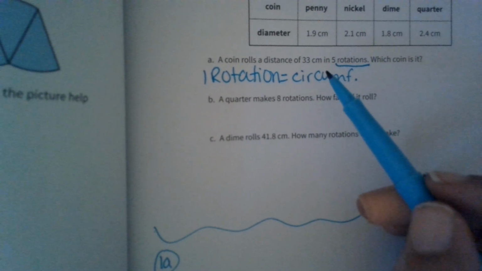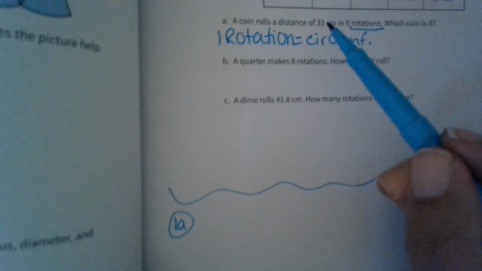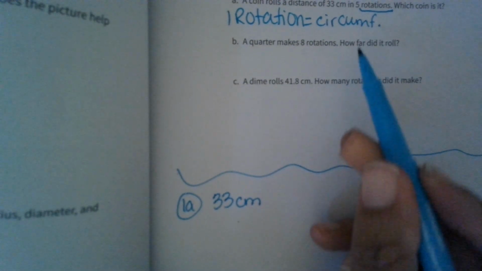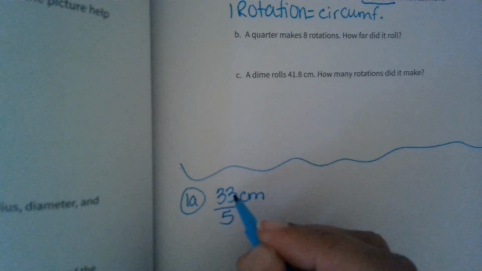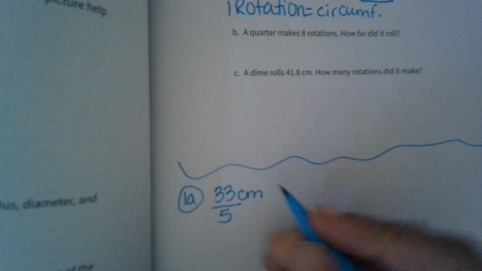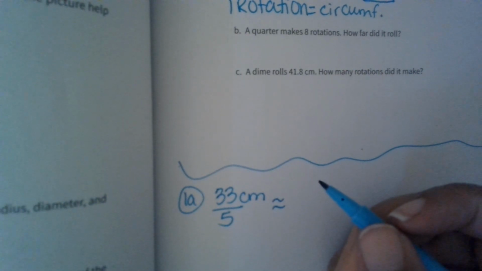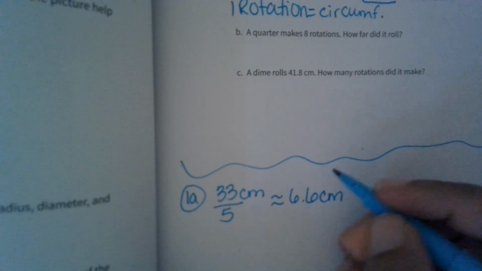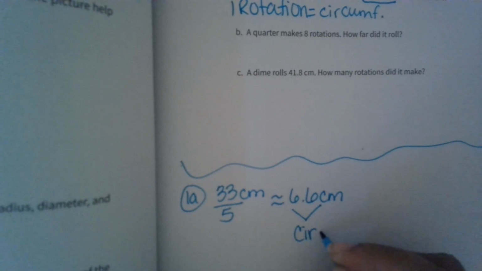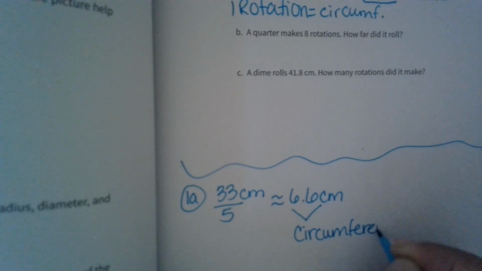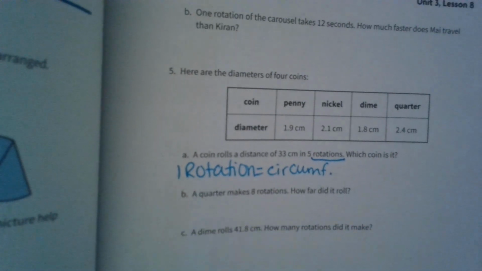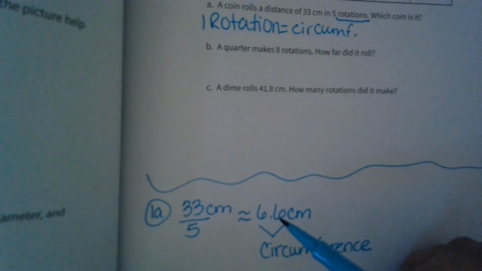So, let's figure out what the circumference would be. First things first, take the total distance and divide by the number of rotations. Because this gives me 33 in 5 rotations. I want to know how many in 1. So, 33 divided by 5 should give you 6.6 centimeters, meaning this piece is your circumference. Now, I need to go back and use the circumference formula on all 4 of these coins, or maybe until we get to it, to see if we get 6.6.